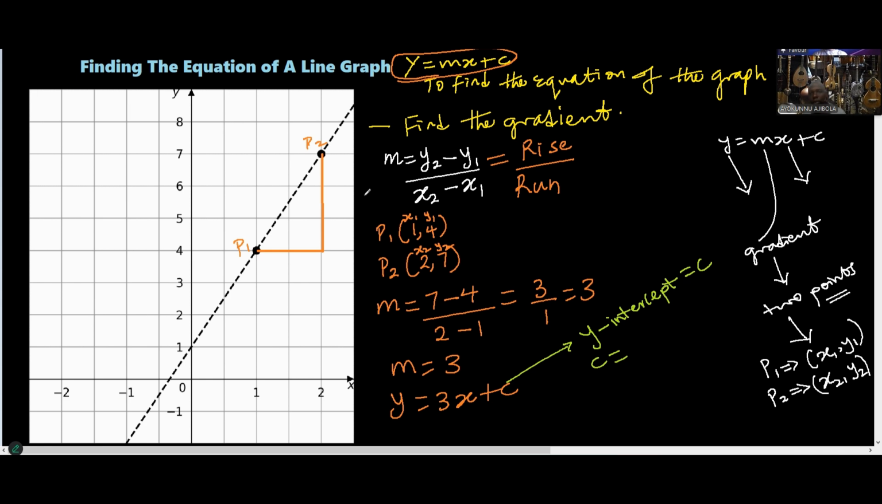Where did this line of the graph cut the y-axis? 1. So what will be my equation now? 3x plus 1. Is that clear?